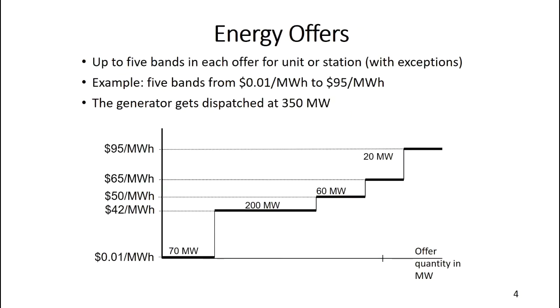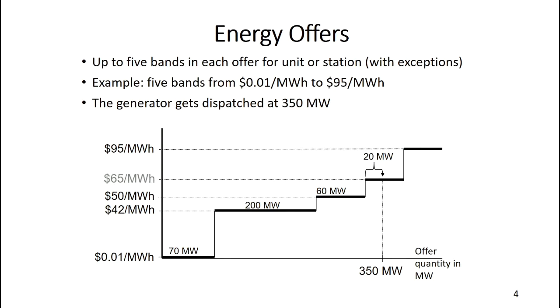Now, what do those energy offers look like? Generators can submit up to 5 bands in each offer for a unit or a station, but let's have a look at this example. The offers range from 1 cent per megawatt hour up to $95 per megawatt hour. For example, let's imagine the generator is dispatched at 350 megawatts, which is 20 megawatts into its 4th offer band. Now that means that it has an implicit contract with the clearing manager to be paid at least $65 per megawatt hour for all of its generation.